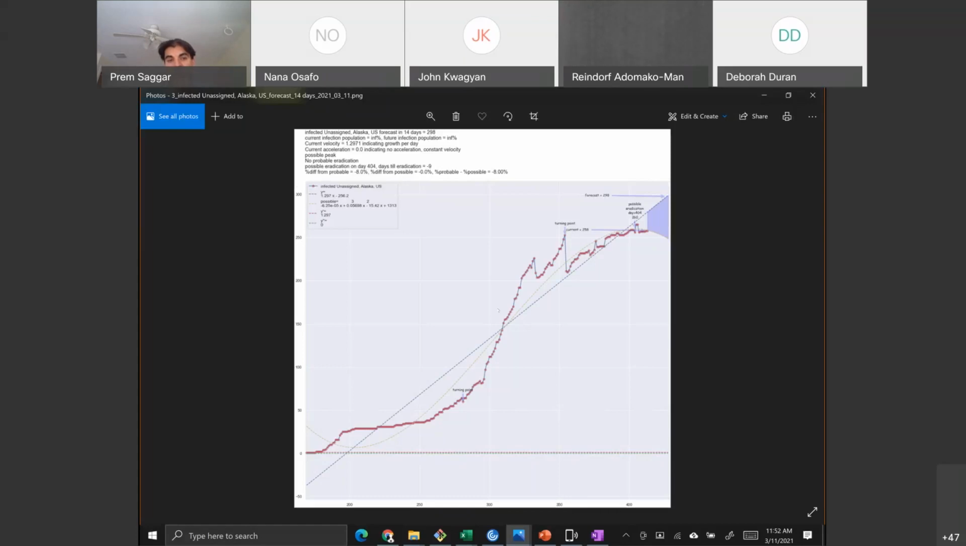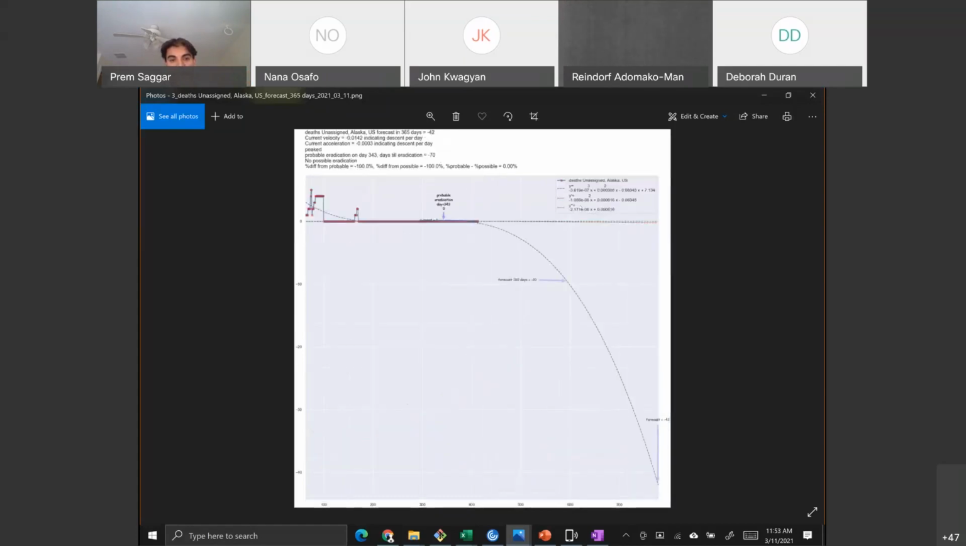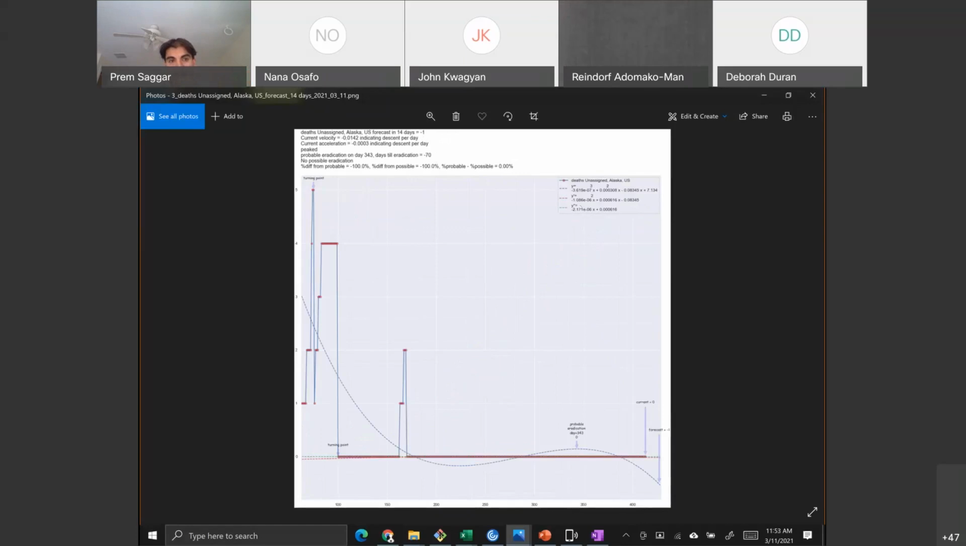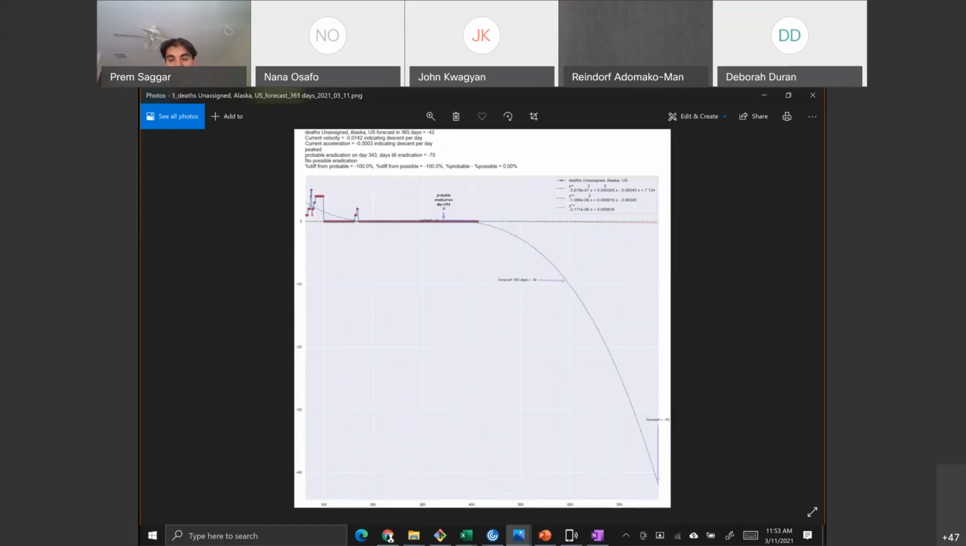But unassigned are people that have died within a state, but they don't know, they're not attributing to the state. Perhaps they're from somewhere else. They have no documentation, or somehow they died and nobody knows where they live. It could be homeless. And so here's an example. So unassigned in Alaska, this is infected, but let's look at deaths. There are no deaths here. Please also use the survey link, yeah.